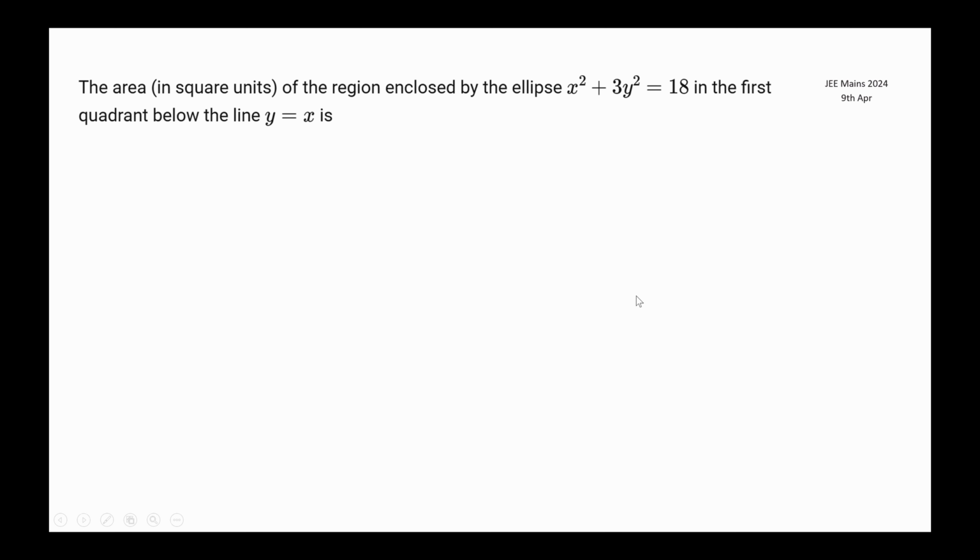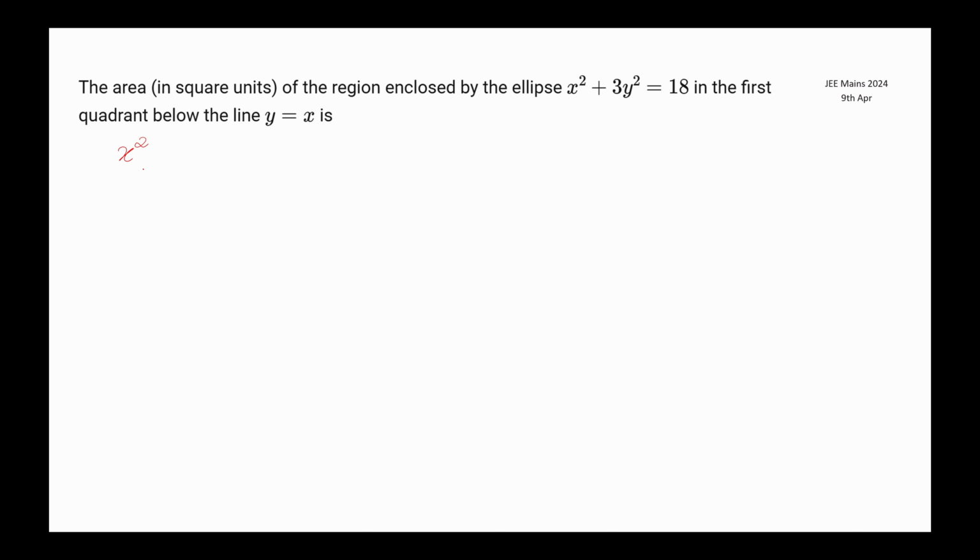Let us start with the first question. The area of the region enclosed by the ellipse x square plus 3y square is equal to 18 in the first quadrant below the line x is equal to y is. So here we have been provided with an ellipse. So let us convert it into a standard form.